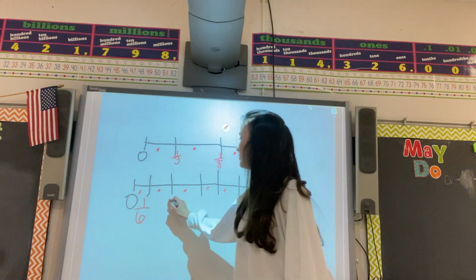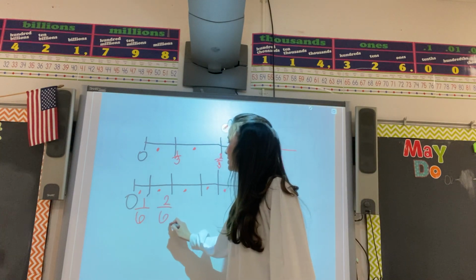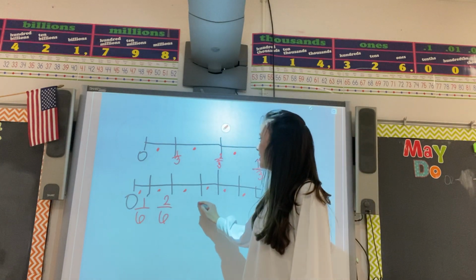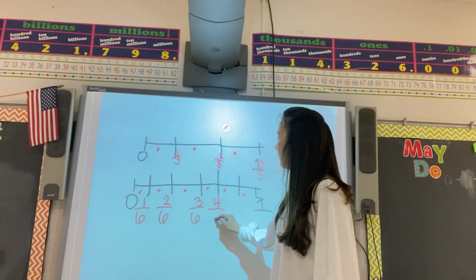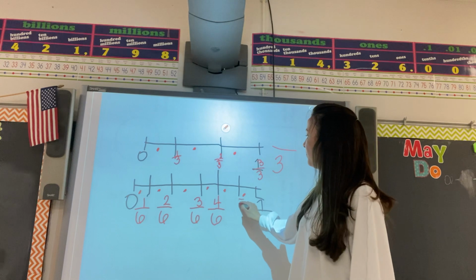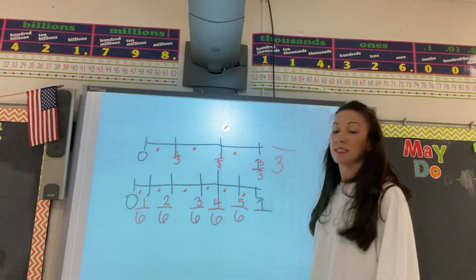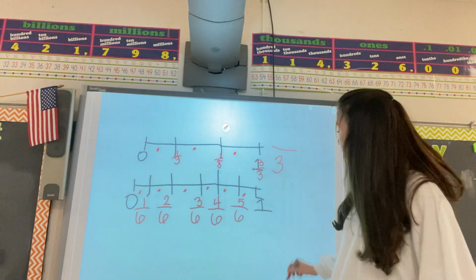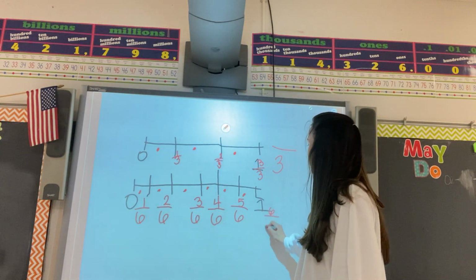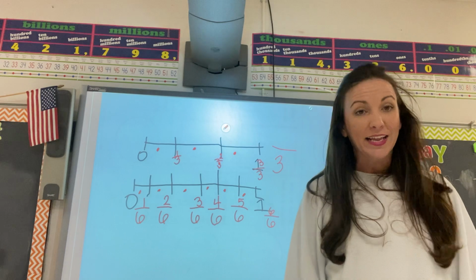All right, let's keep counting. 1/6. 2/6. Keep going, guys. 3/6. Let me hear you. 4/6. I can't hear some of you. 5/6. And where would 6/6 go? Under what? 1. That's right. 6/6 goes under 1. Good, guys.